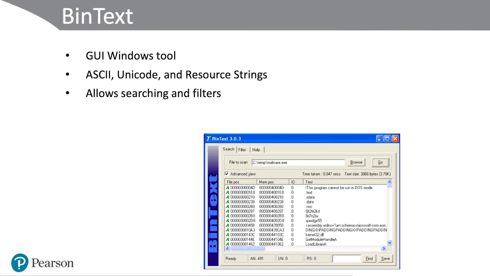Here's a screenshot that I took of BinText that has some Unicode and ASCII in it. If you look at the text field, it has a lot of ASCII data, including some standard things that are in every Windows program, as well as some other data. This is all ASCII text.